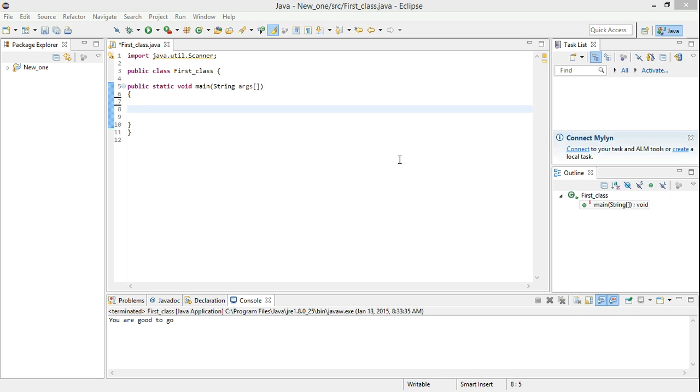Hello people and welcome to the 11th tutorial for Java for beginners, and in this tutorial we're gonna cover a special type of operator, that is the modulus operator. Modulus operator is represented by the % sign. Now let's see what the modulus operator does.